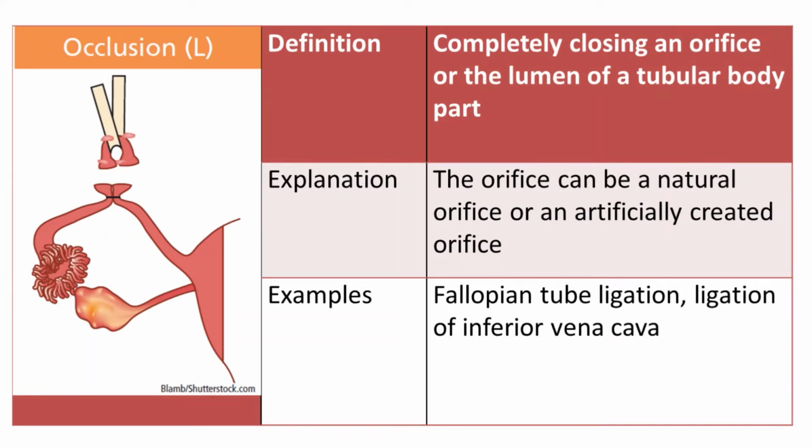Now, the root operation occlusion is defined as completely closing an orifice or the lumen of a tubular body part. The orifice can be a natural orifice or an artificially created orifice, such as a stoma. The difference between restriction and occlusion, you'll need to know this one. Restriction is partially closing the orifice or lumen of a tubular body part, whereas occlusion is coded when the orifice is closed completely. So complete closure is occlusion, partial closure is restriction. This is something you'll need to remember when you're coding this root operation.